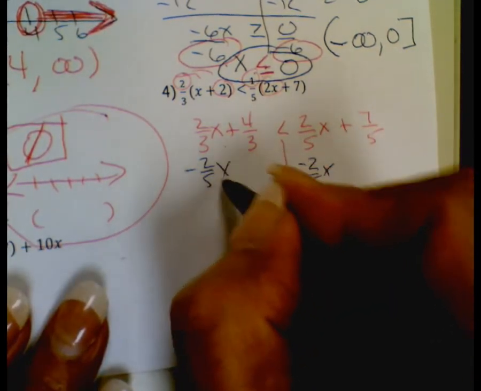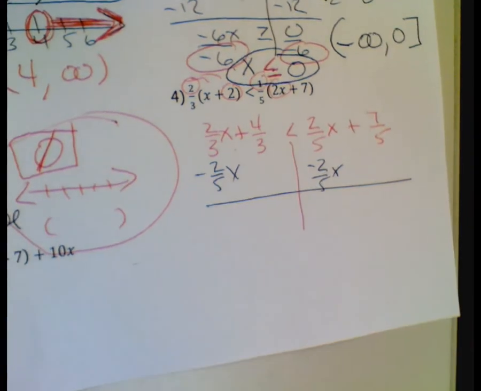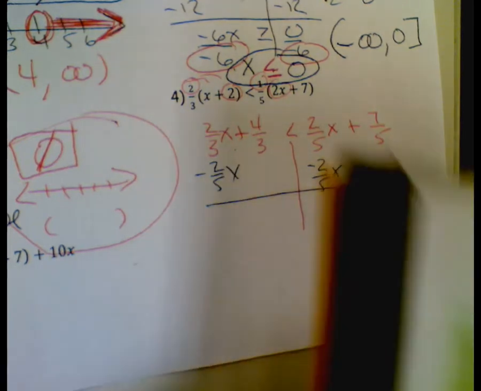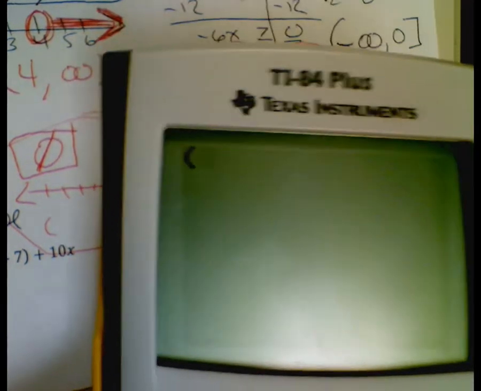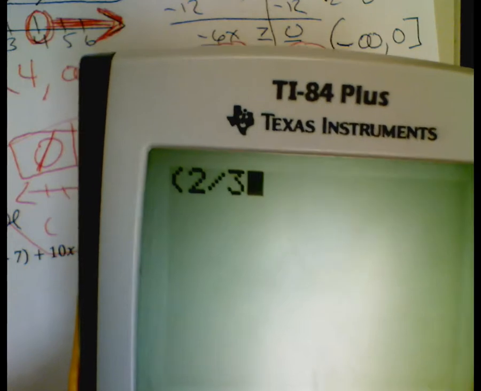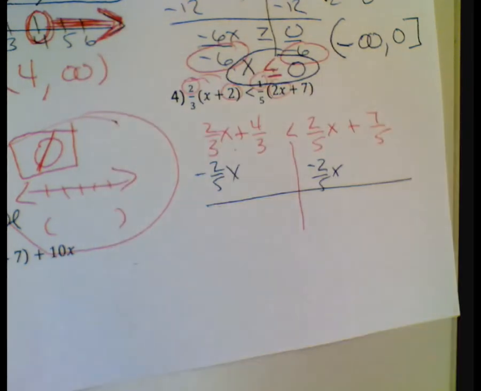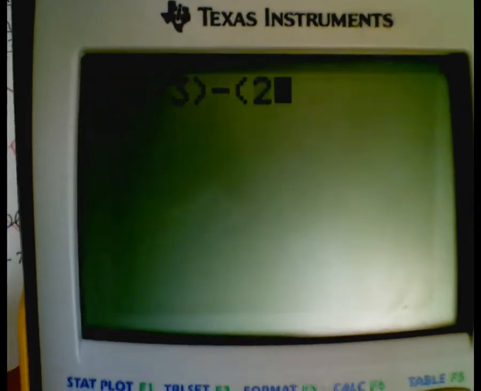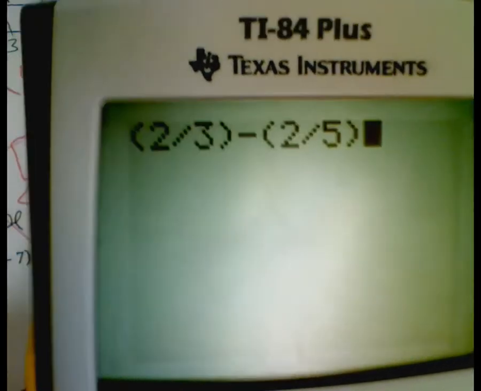Subtract 2/5 x to the other side. So on your calculator, you're going to have 2/3. I want you to do parenthesis 2 divided by 3, like that. Subtract, we're subtracting 2/5. So you're going to subtract parenthesis 2 divided by 5. And then put in x.